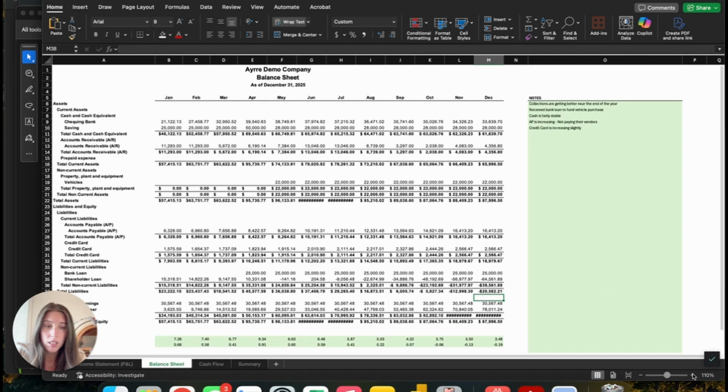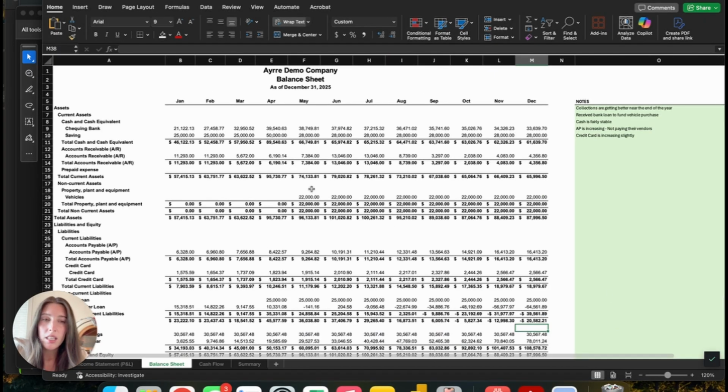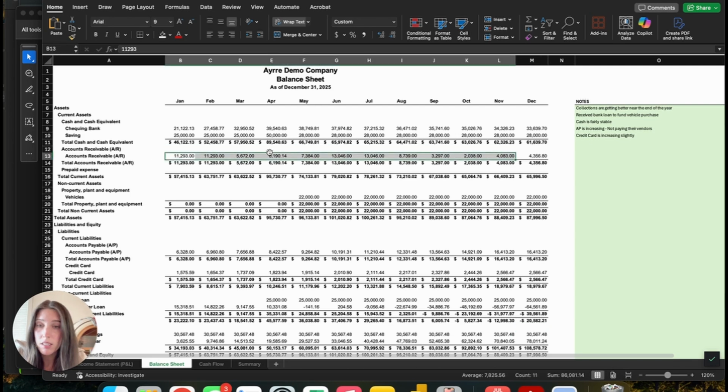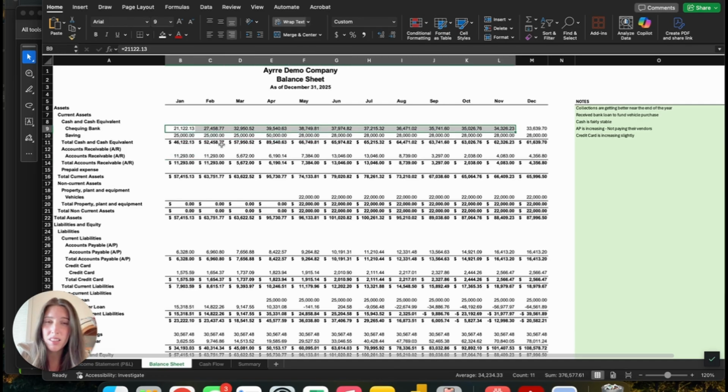Now if we go to the balance sheet, so these are just things that I noticed. I'm going to make this just a little bit bigger. So it looks like our collections are improving quite a bit. So it looks like we had 11 grand outstanding from our customers, and although it may have fluctuated a bit on the year, overall it looks like we're getting better at collecting from our customers. It looks like cash is relatively stable. I mean, you're going to have slight fluctuations just from operating, but there aren't any significant movements.